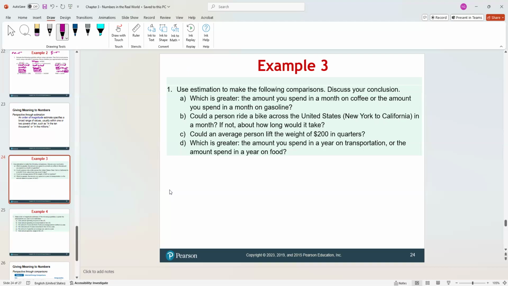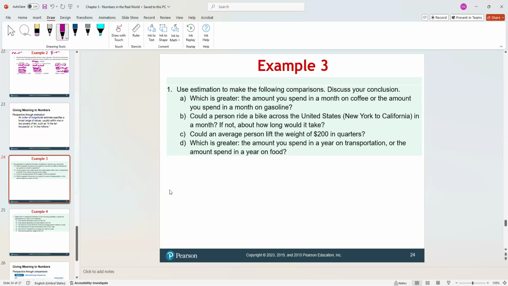we said the first questions may vary. It all depends on perspective. Could a person ride a bike across the United States in a month? If not, about how long would it take, right? New York to California.